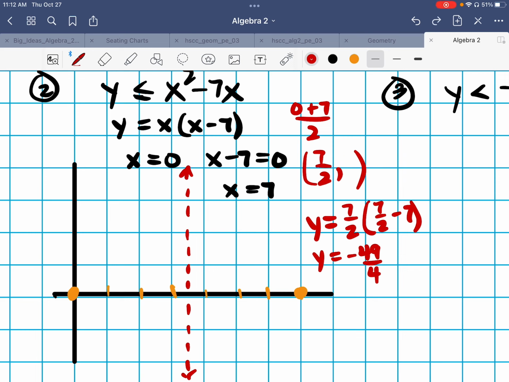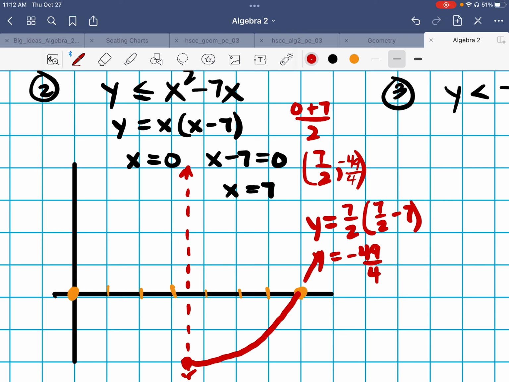Let me tone that up a little bit. When I graph it, it would be somewhere, I ran out of space, so I'm just going to put that point. All right. Next, we take a look at this. That tells us that we need to have a solid parabola. So I graph the solid parabola.